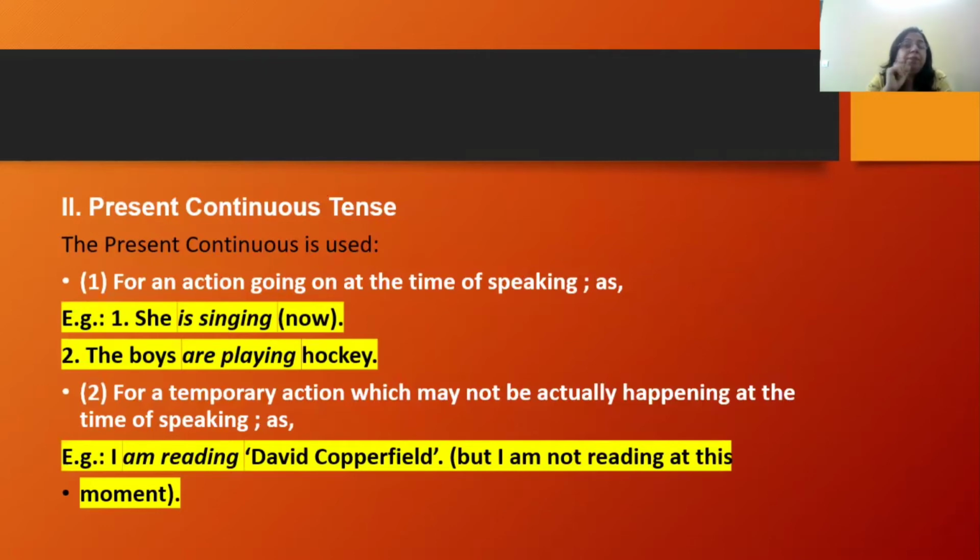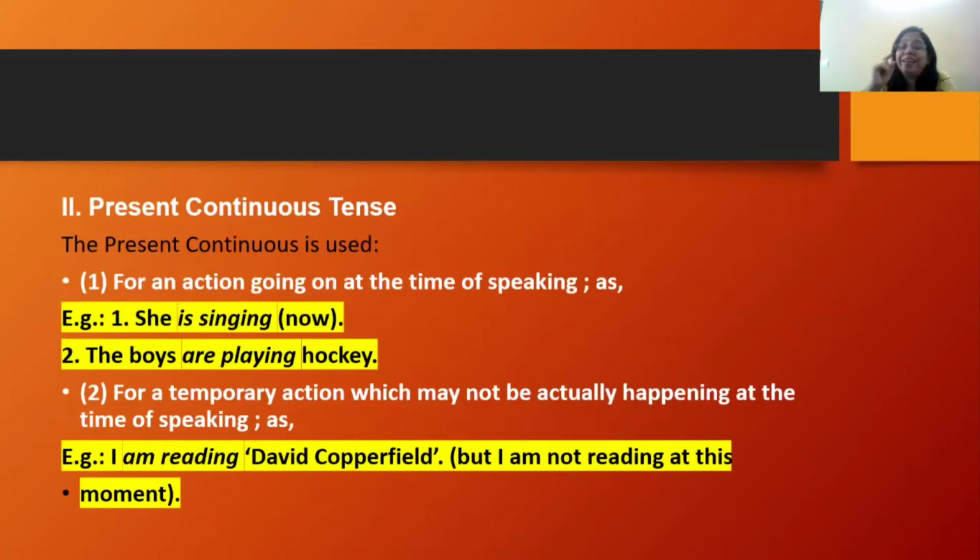Now, the second type of present tense is present continuous tense. What is it? The present continuous tense is used, first, for an action going on at the time of speaking. Like I am speaking right now, and what am I doing? I am teaching. So I am teaching you. So this is continuously going on. This is the work which I am doing while I am speaking. So in such cases, we use present continuous tense.